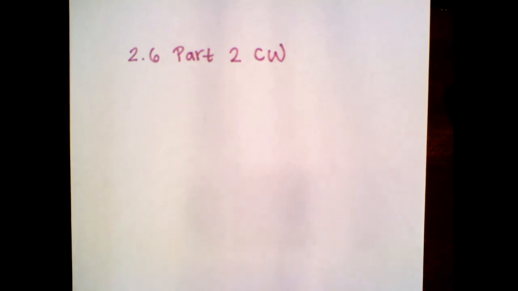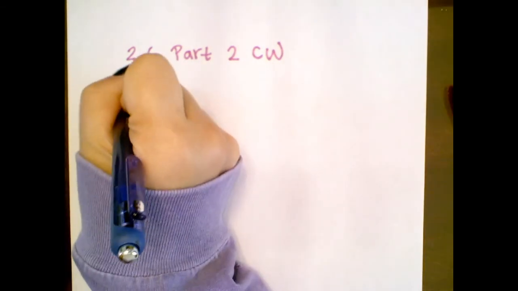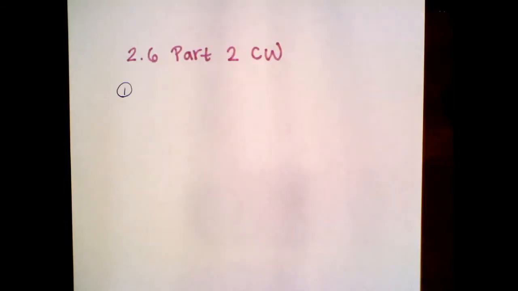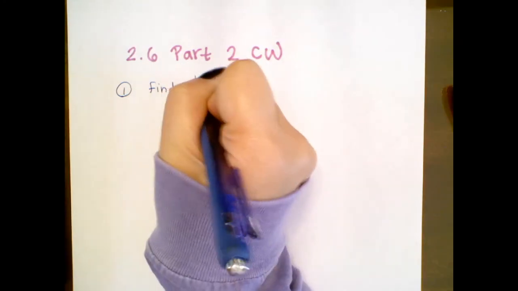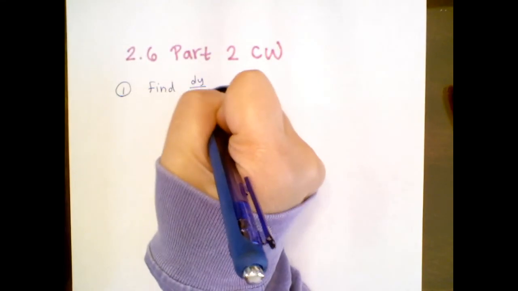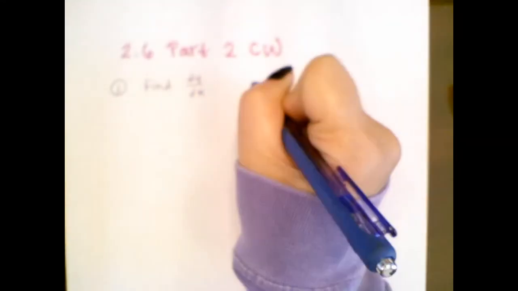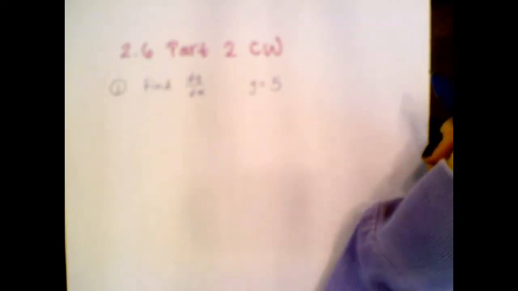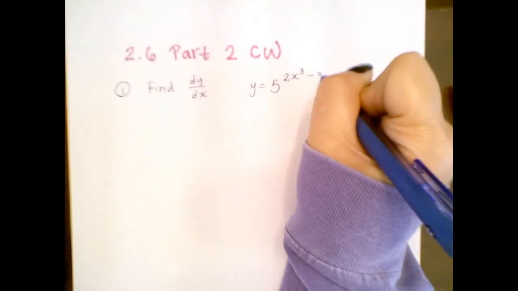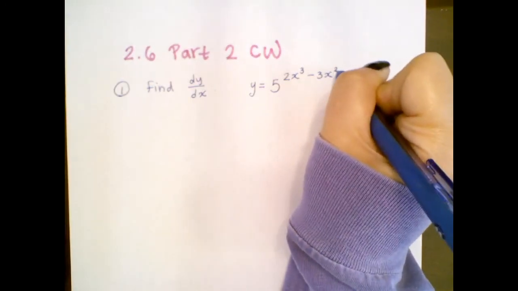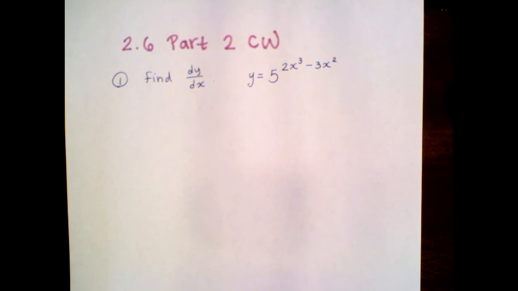Okay. So let me give you 4 problems. Okay. Number 1. I want you to find dy/dx given y equals 5 to the 2x to the 3rd power minus 3x squared. Okay, that's the first one.